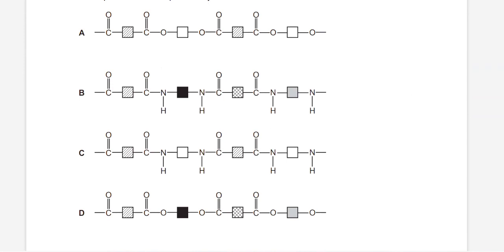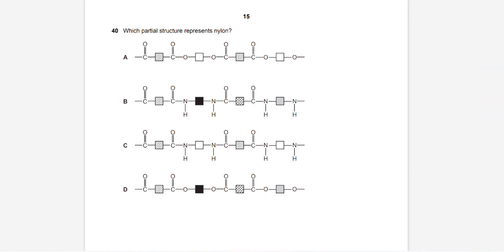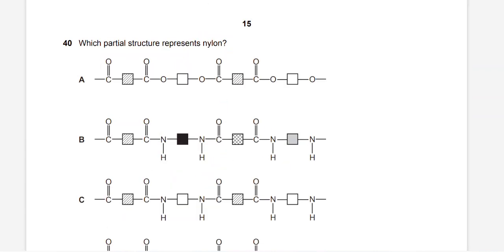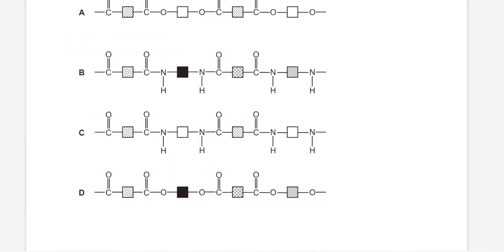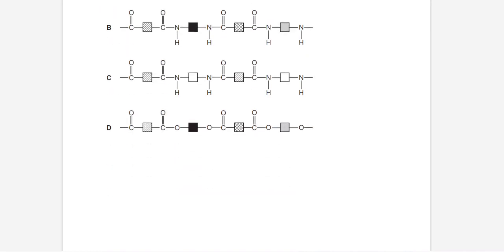Which partial structure represents nylon? What is nylon? Let me tell you just one thing: nylon is not a polyester. It is made from a dioic acid plus a diamine.